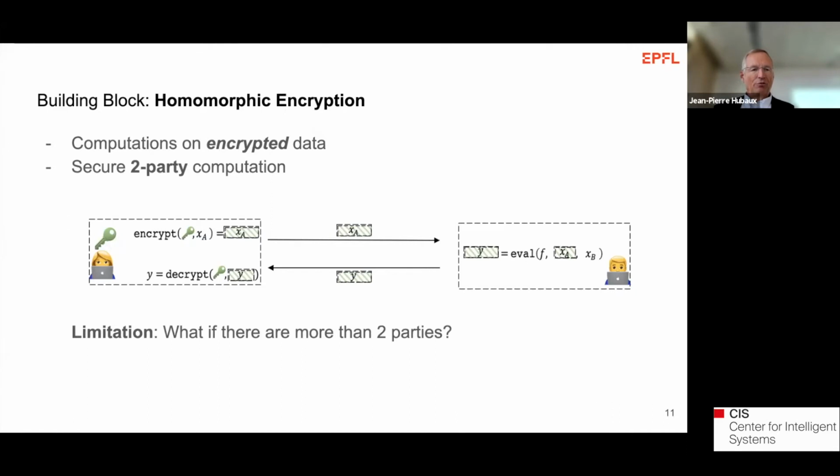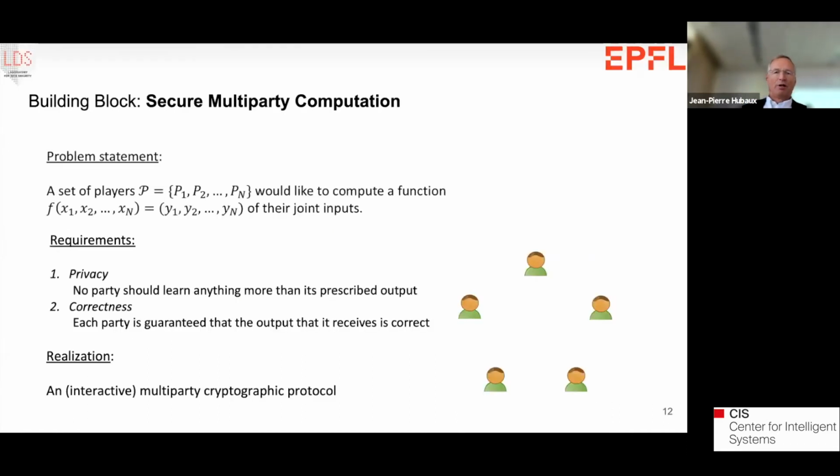If there are more than two, then there is a more general building block called secure multiparty computation, where you have here 5 stakeholders, and each of them has an input. For example, if we want here in this room to compute our average age without revealing individual ages, this would be possible, right?